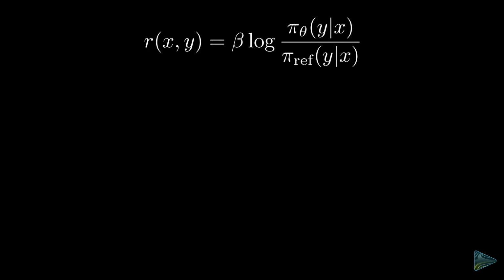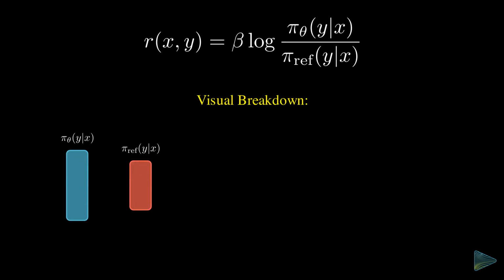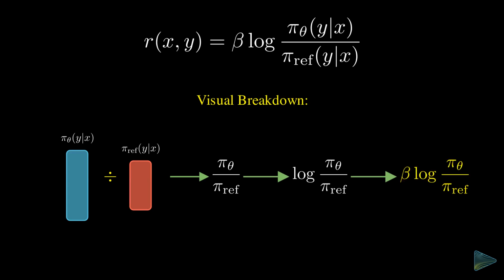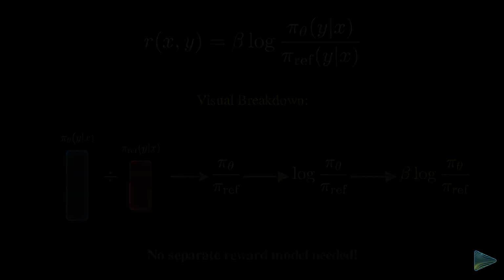DPO introduces the concept of an implicit reward model defined directly in terms of the policy being learned and the reference policy. The implicit reward has this elegant form: r of x, y equals beta times log of pi theta of y given x divided by pi reference of y given x. Let's break this down visually. We start with 2 probabilities, the learned policy's probability and the reference policy's probability. We take their ratio. Then we take the logarithm of this ratio. Finally, we multiply by beta. This gives us the implicit reward without ever training a separate reward model.